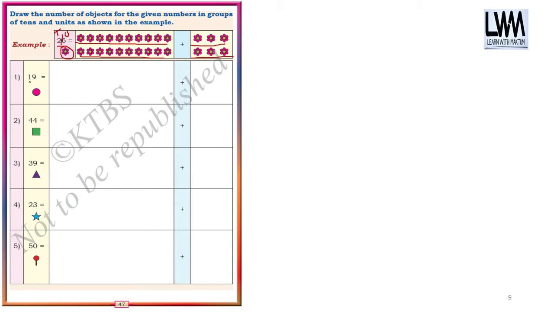The same way, kids, here 19 is there. So what are you going to do? You have to divide this into tens and units. So how many tens are there? 1 ten is there, and how many units? 9 units. Understood? So you have to draw 10 balls here first, then remaining how many? 9 balls on this side, right? Here draw 10 balls and here draw 9 balls.